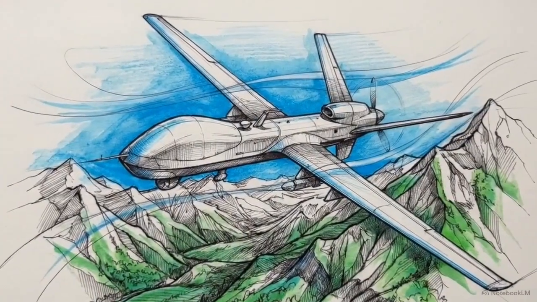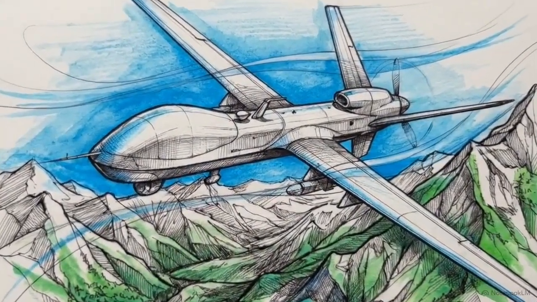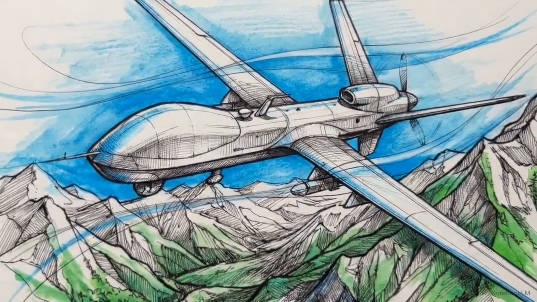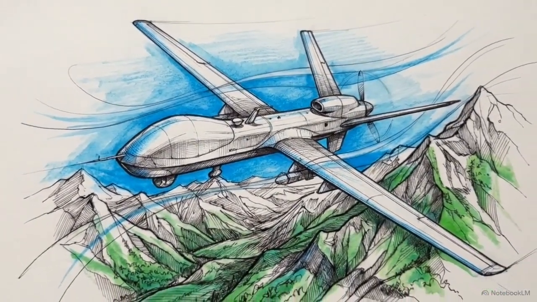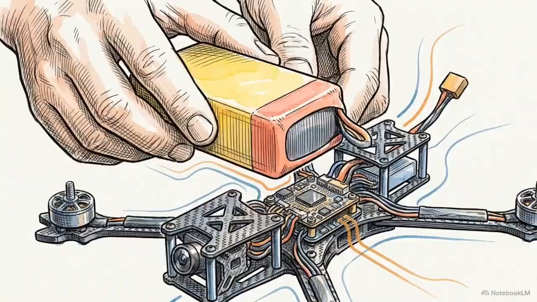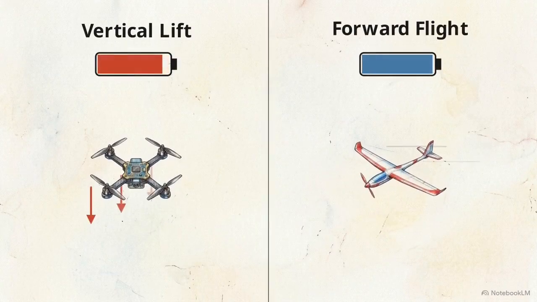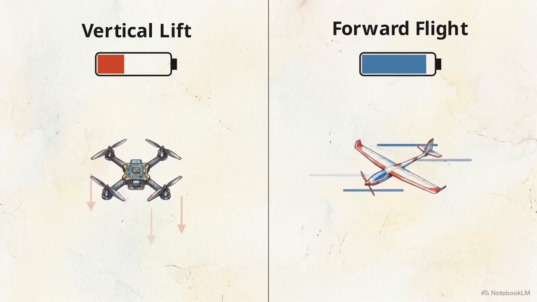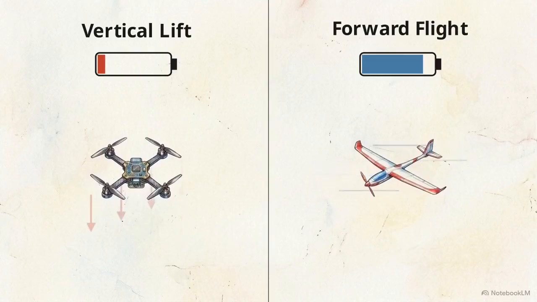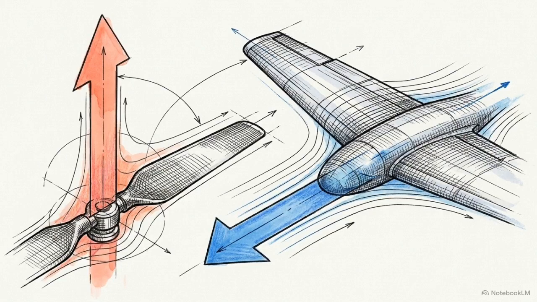An uncrewed aerial vehicle, or UAV, navigates its environment using onboard computers and sensors, removing the need for a human pilot on the airframe. Every UAV design is governed by a strict engineering tension. Designers must continuously balance the energy required for vertical lift against the aerodynamic efficiency of forward flight. The laws of physics dictate that these operational forces oppose one another.